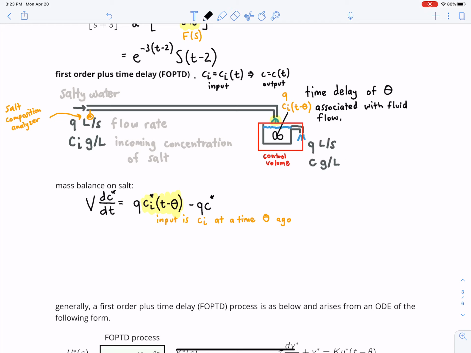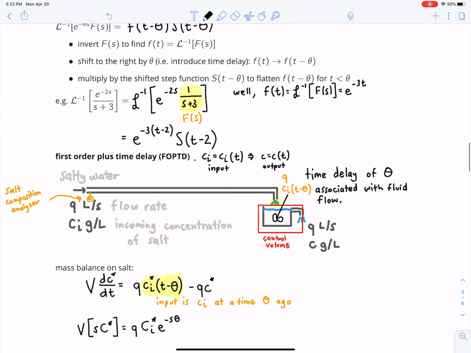Right, and there are dynamics associated with that because it's mixing around in that tank and there's some holdup in the tank. So we can take the Laplace transform of this, and we get V s C star equals Q. And now when we take the Laplace transform of this, we know what to do. It's Ci star, the input, but now we have a time delay. e to the minus s theta, right?